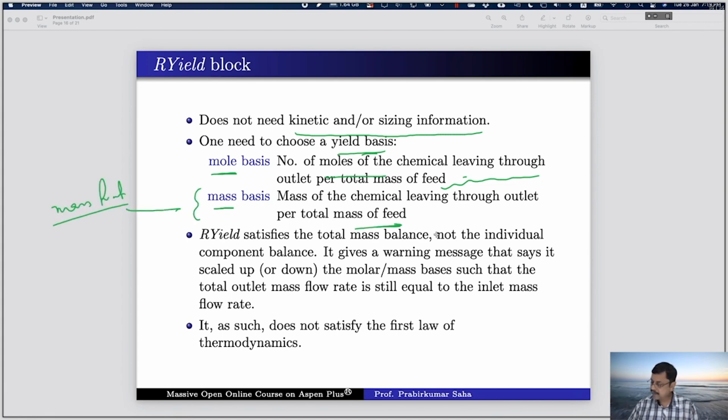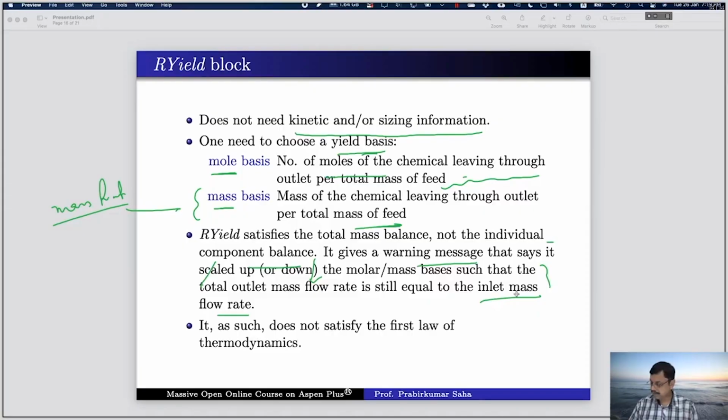RYield satisfies the total mass balance, not the individual component balance. Sometimes it gives a warning message that says it has scaled up or scaled down the molar or mass basis such that the total outlet mass flow rate is still equal to the inlet mass flow rate. We will learn it better when we do the simulation. And finally, it as such does not satisfy the first law of thermodynamics. So it is always an approximation sort of.